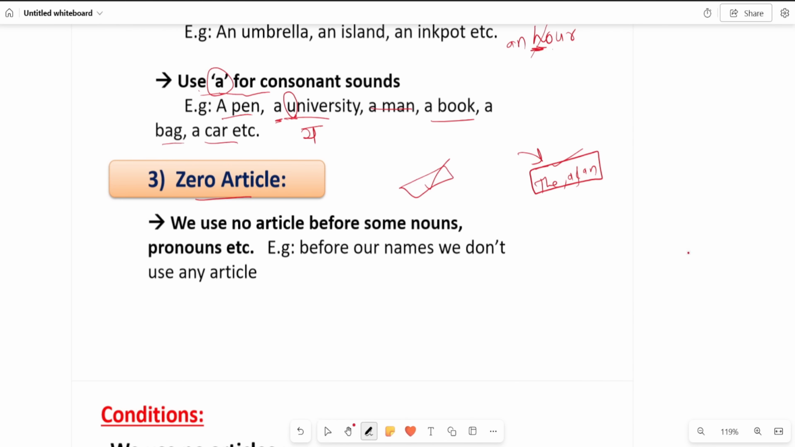Okay, so what are the zero articles? Zero article means we don't use any article. Okay, zero article means we don't use any article before some nouns. Now see, so I hope you have understood this point.